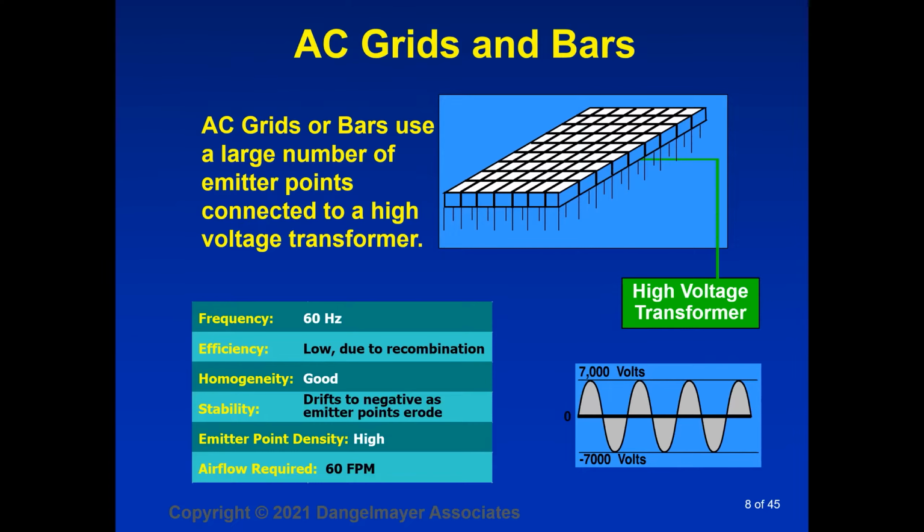We produce ionization as long as we're over 3,000 volts, but you can see that the ionization isn't produced 100% of the time. So the efficiency is very low with AC type ionizers, and we generally have to have a lot of airflow past the ionizer to assure that we get usable levels of ionization in our work areas. But this is a common type of ionizer. It's been used for many years.